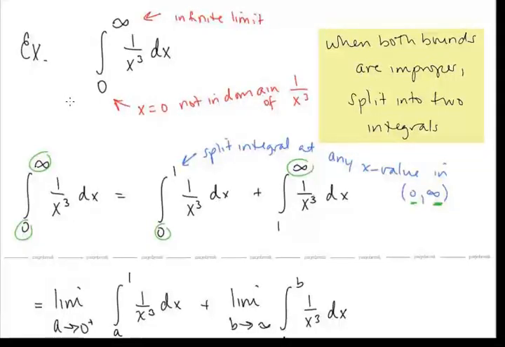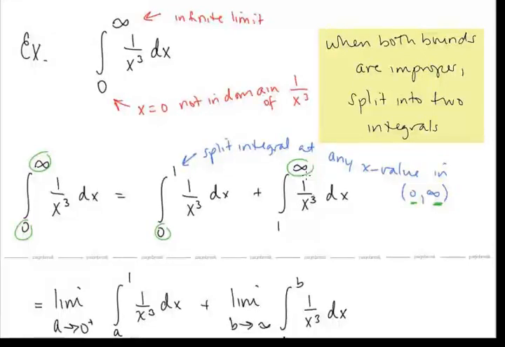But the thing is, we don't want to do that all in the same integral. What we want to do is to break this integral into two. And we can do that at any point in this interval. So I'm going to choose a nice easy point like x equals 1, right? X is going from 0 to infinity. So I'm going to choose x equals 1, and I'm going to look at this integral as integral 0 to 1 plus integral 1 to infinity.